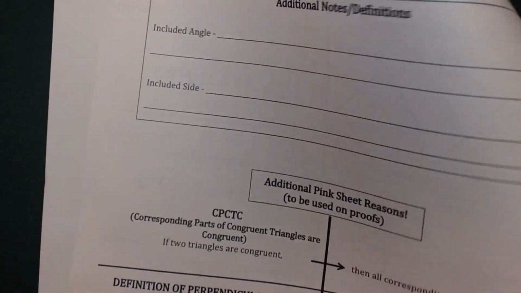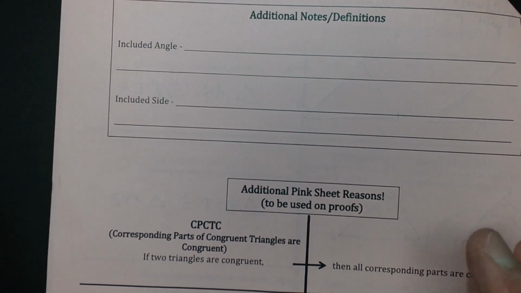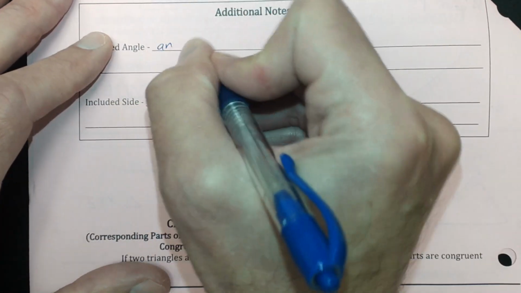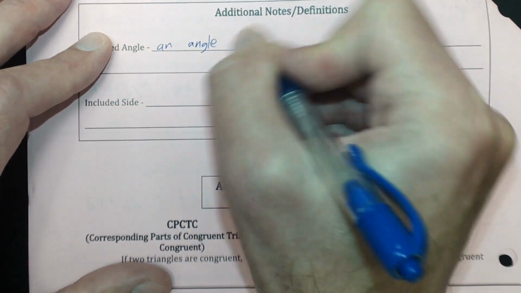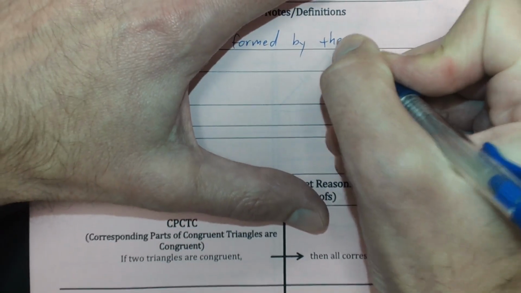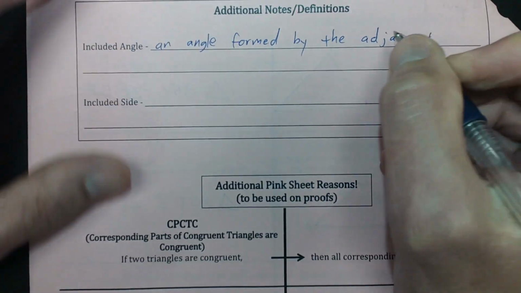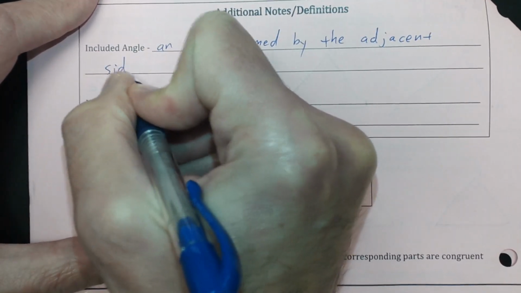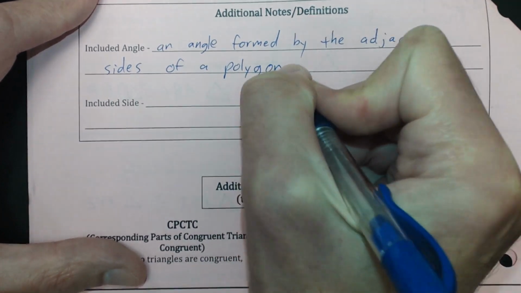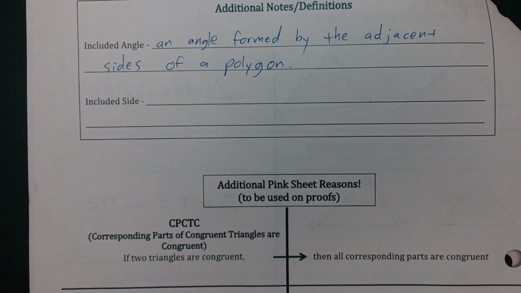And some additional notes to know about some words we just talked about. What is the included angle? That was an angle formed by the adjacent sides of a polygon. Doesn't necessarily have to be a triangle, it can be any polygon. So an angle in between two adjacent sides.